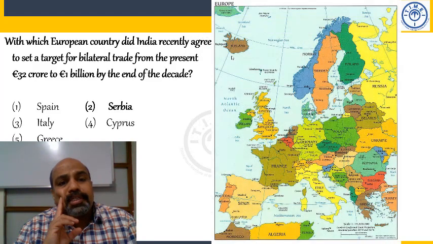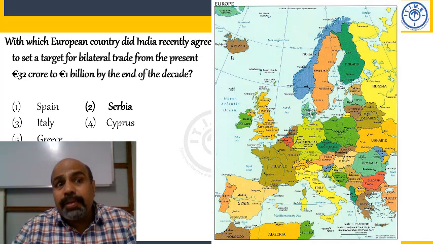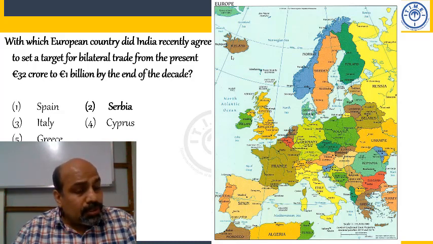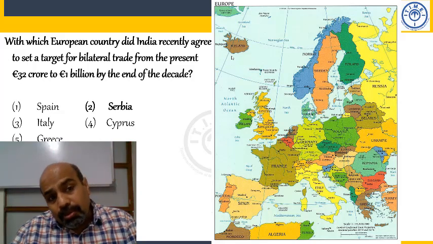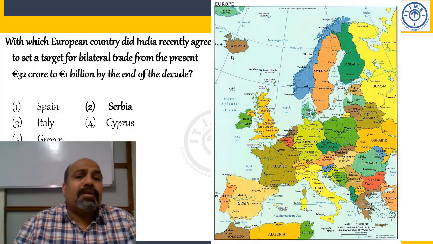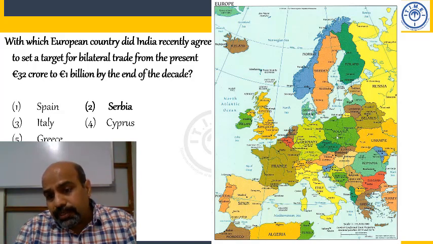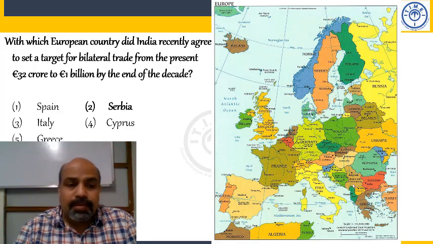With which European country did India recently agree to set a target for bilateral trade from the present 32 crore euros to 100 crore euros, that is 1 billion euros, by the end of the decade? Serbia, this is Serbia. This is in brown here. You see this? Serbia. Okay.